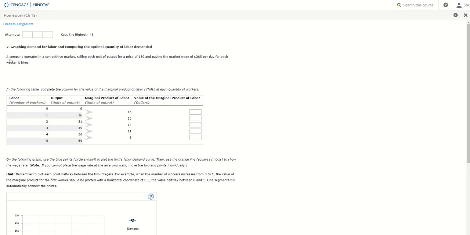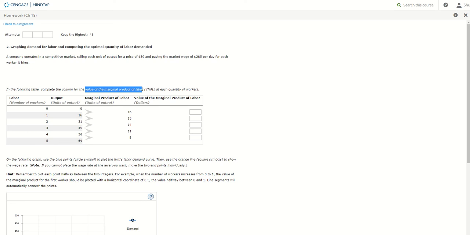So the question says a company operating in a competitive market, selling each unit of output for a price of $30 and paying the market wage of $285 per day for each worker it hires. Alright, so first we need to fill out this table. In the table, complete the columns for the value of marginal product of labor at each quantity of workers.